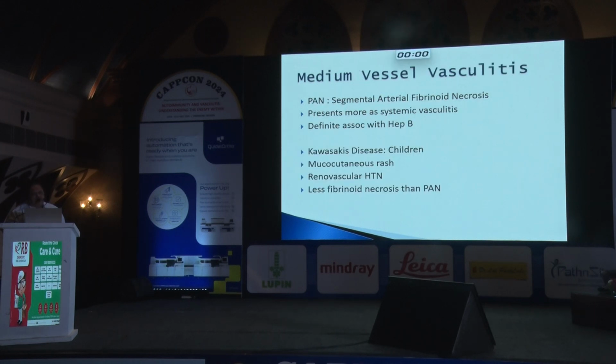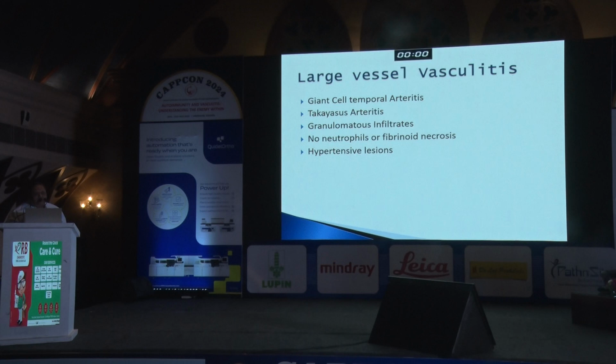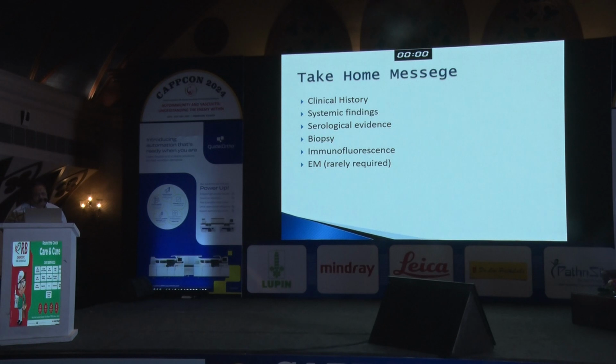Then medium vessel vasculitis, Kawasaki's disease does not usually involve the kidneys, so we are relatively free of that. Large vessel vasculitis usually doesn't affect the kidneys, but it can affect the vessels, and these vessels can have a constrictive effect, and can show sclerosis of the vessels with a hypertension kind of picture.